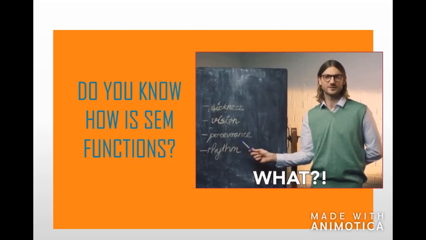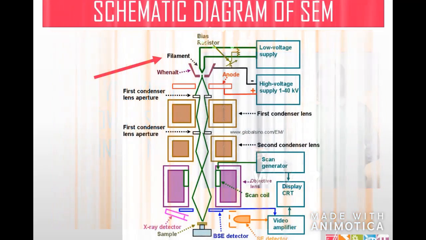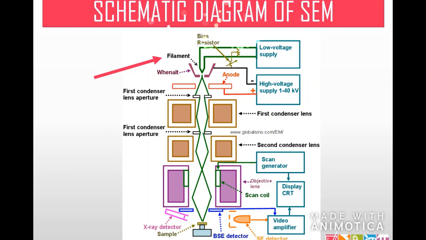Do you know how an SEM functions? This is the schematic diagram of an SEM. In a typical SEM, an electron beam is thermionically emitted from an electron gun fitted with a tungsten filament cathode. Tungsten, normally used in thermionic electron guns, has the highest melting point and lowest vapor pressure of all metals. It can be heated for electron emission, and it is low cost.